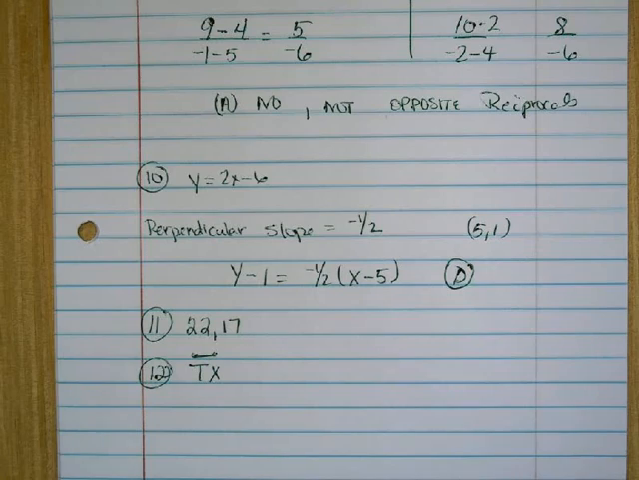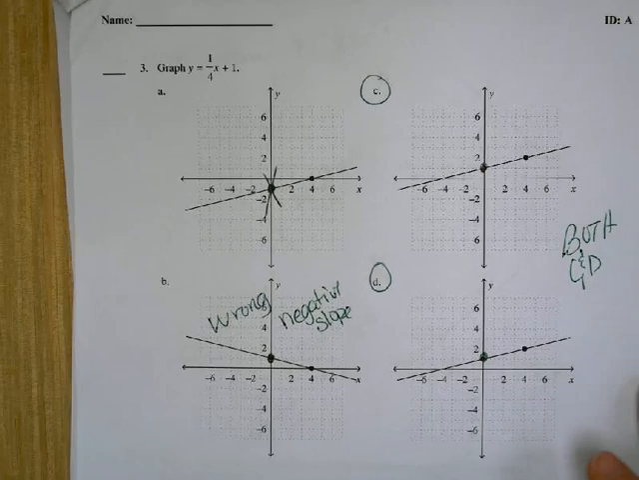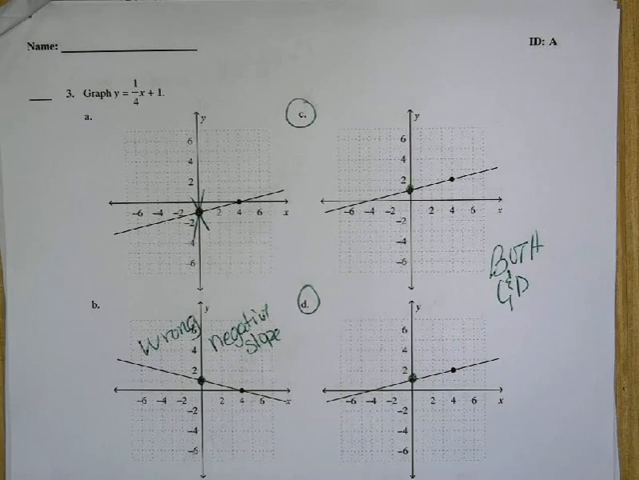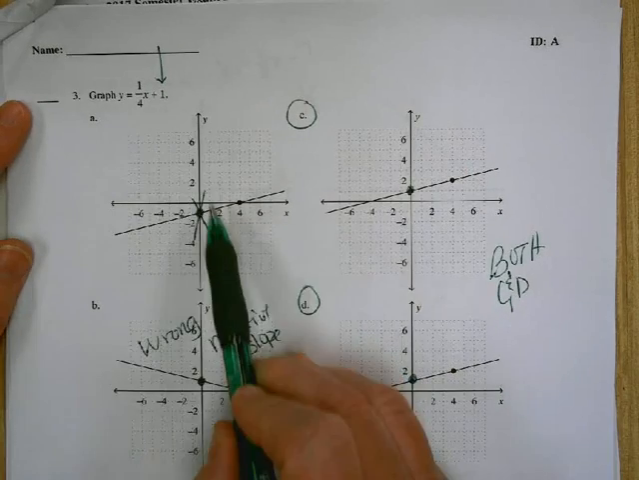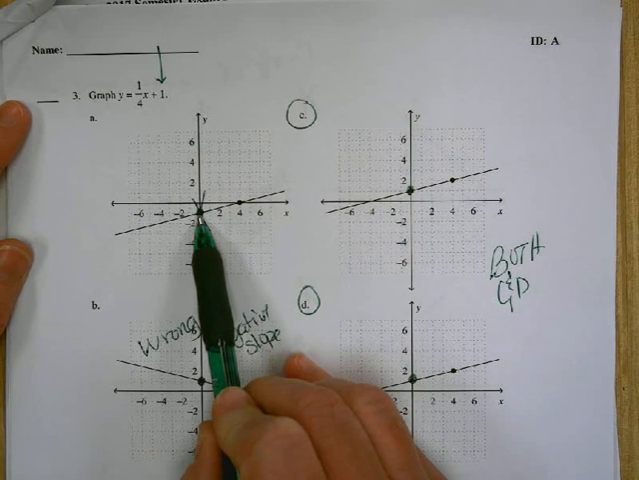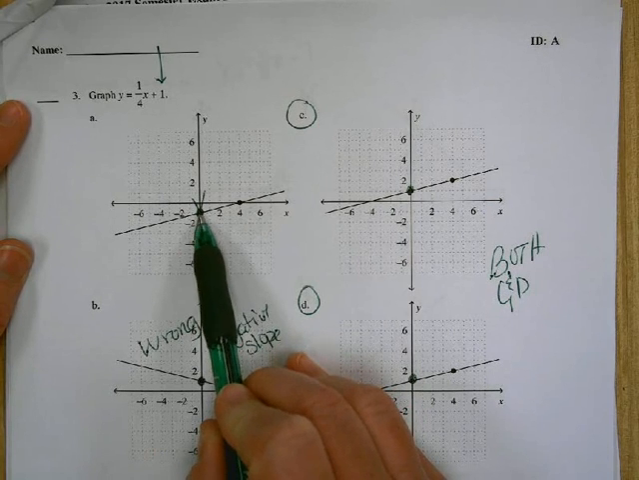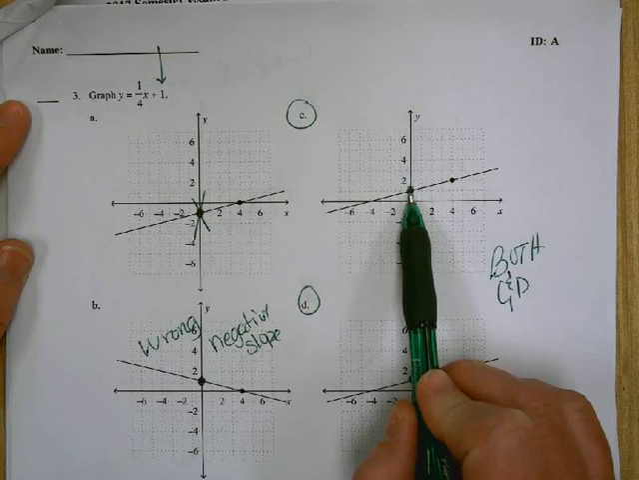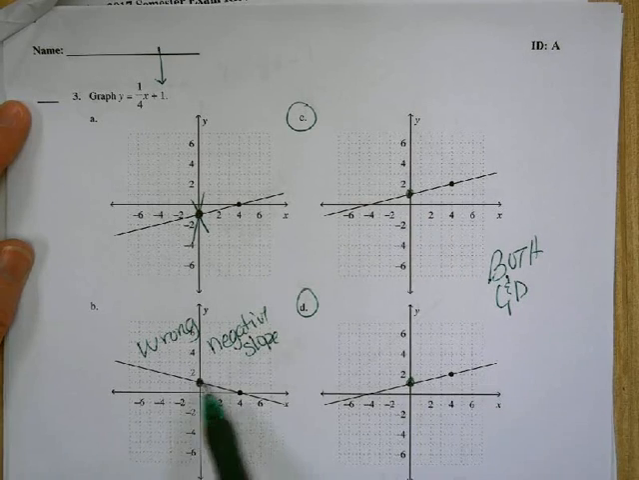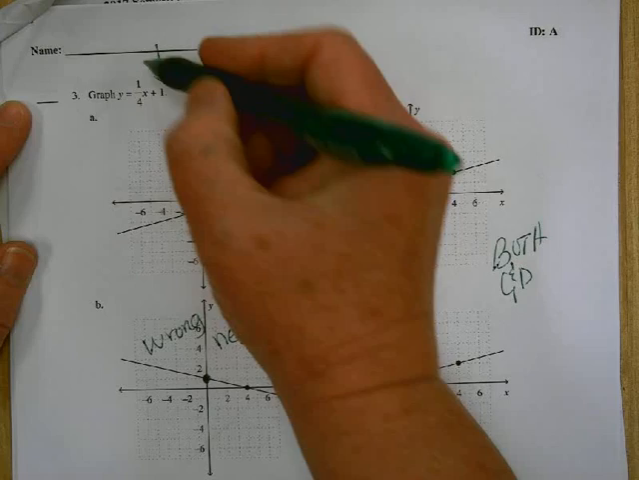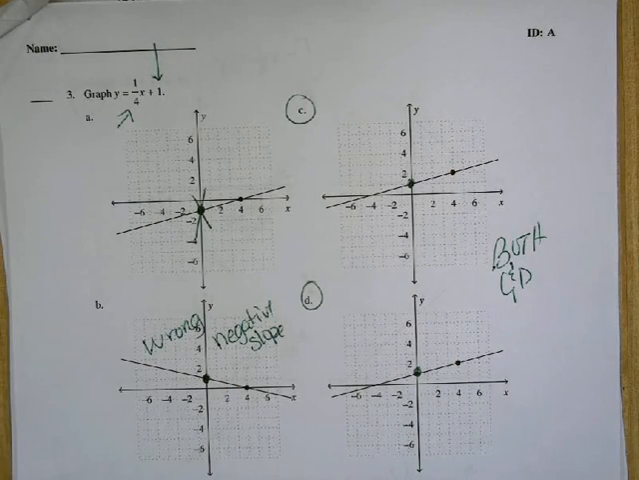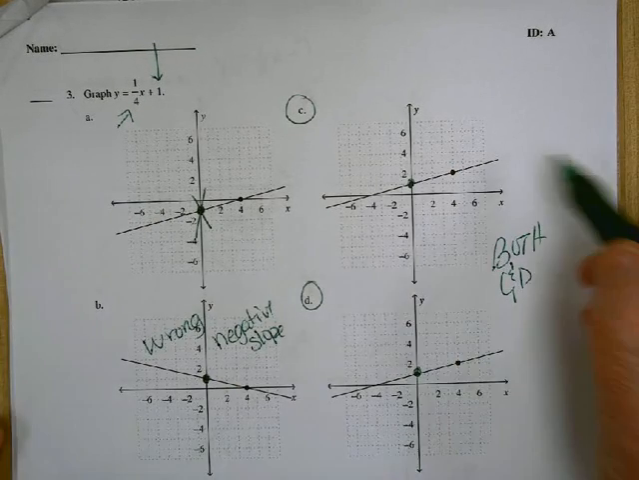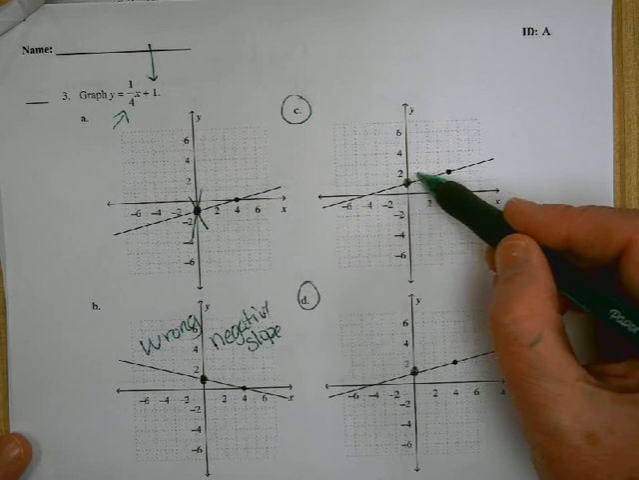Question 3 asks us to graph 1/4 x plus 1. The first thing you want to do is look for a y-intercept of 1. We eliminate this answer choice because the y-intercept is at -1. We have a y-intercept of 1 here, here, and here. So the second thing we do is check the slope. It has a slope of positive 1/4. C moves up 1 and over 4.